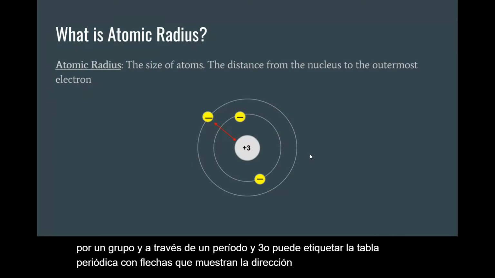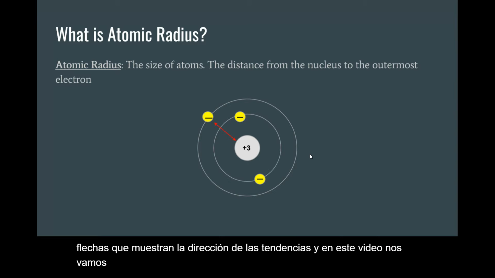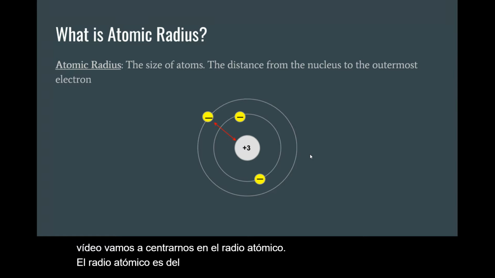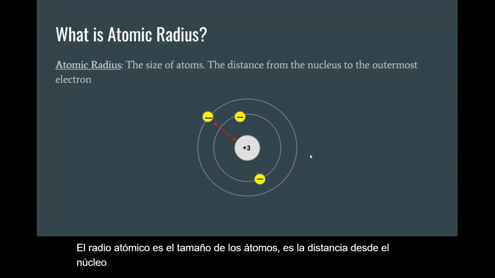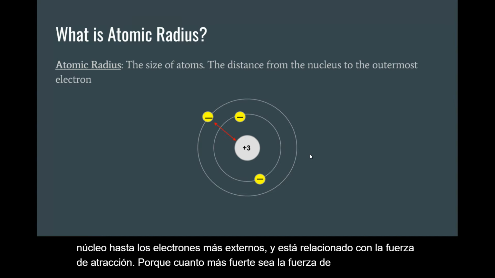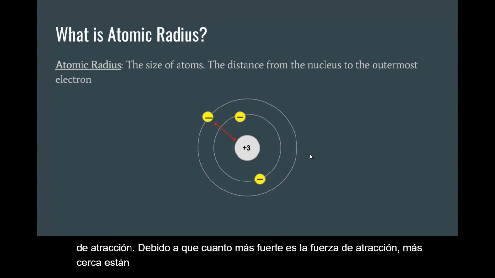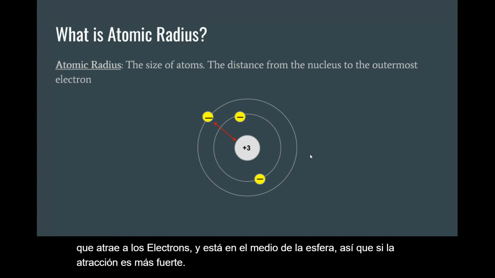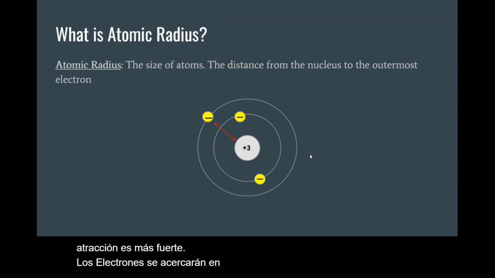And in this video, we're going to focus on the atomic radius. The atomic radius is the size of atoms. It's the distance from the nucleus to the outermost electrons. And it's related to the force of attraction because the stronger the force of attraction, the closer the electrons are going to want to be to the nucleus. Remember, the nucleus is what's attracting the electrons, and it's in the middle of the sphere. So if the attraction is stronger, the electrons will get closer and the whole sphere will get smaller.